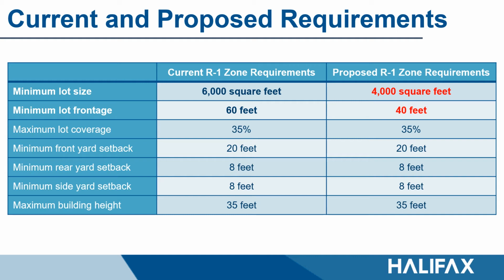Other requirements, such as the minimum distance a house has to be from property lines and the maximum height of a dwelling, are not changing. The lot coverage, which is the amount of land that can be covered by buildings, will remain at a maximum of 35% of the total lot area.